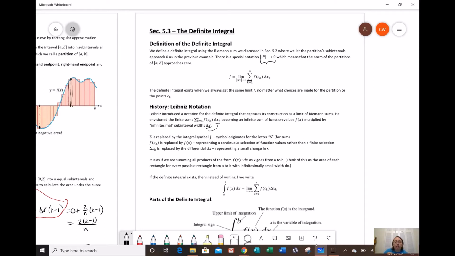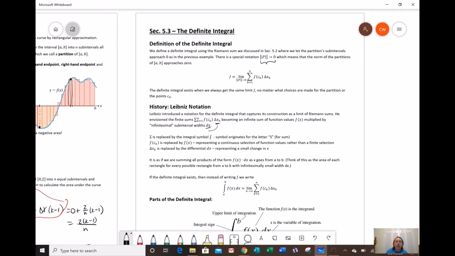So in his notation, the sigma notation is replaced by the integral symbol, which originates from the letter S for sum. Please don't draw an S. It is not an S. It is an elongated S with a straight line in the middle, curl at the top, curl at the bottom. F of ck is replaced by f of x, representing a continuous selection of function values rather than a finite selection. Remember, we're letting there be infinitely many rectangles, so every single x value is now going to have a rectangle. And that is too many x values. There are infinitely many x values, so we just do it in general for x. We don't worry about the k anymore, the ck.